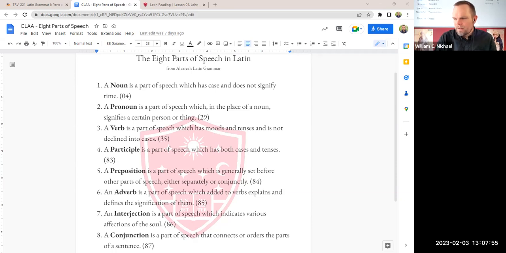Okay. So that's what we're going to do. We're going to walk through John 1 through 5 and identify which part of speech each word is and talk about it a little bit so you get more comfortable with that. And it doesn't matter what lesson you're on. I'm pretty sure that no student in Latin Reading 1 can do this very well. So we're going to work on it together.